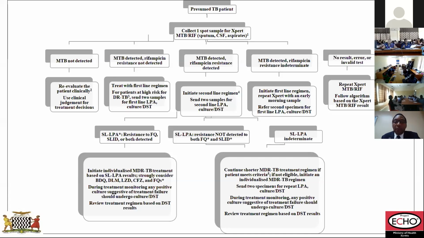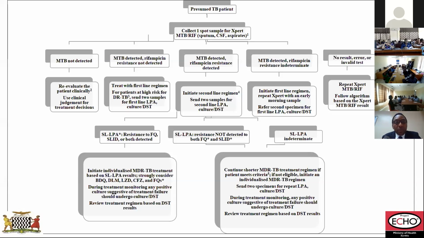And this is why we're emphasizing that every patient who comes, every presumptive TB patient, should have the sputum examined by not less than a GeneXpert. The reason why we're saying a GeneXpert is because it will give us at least resistance to rifampicin. So what you're seeing before you is an evaluation of a presumed TB patient.